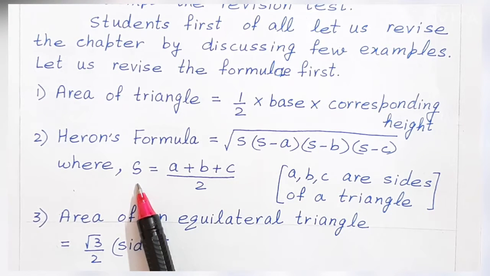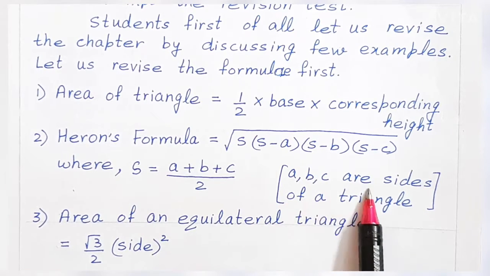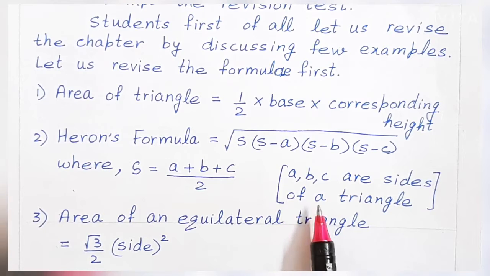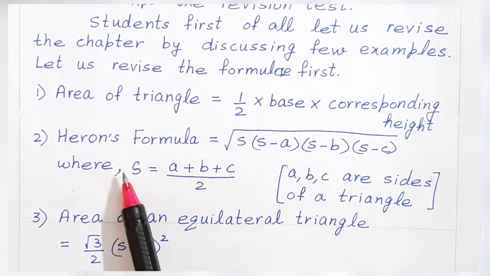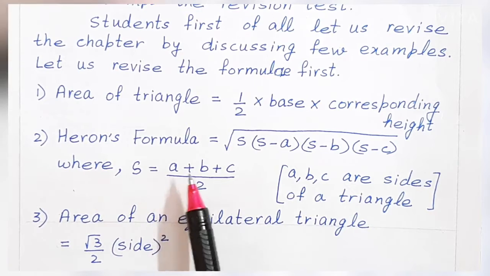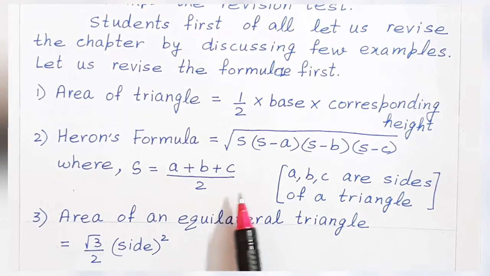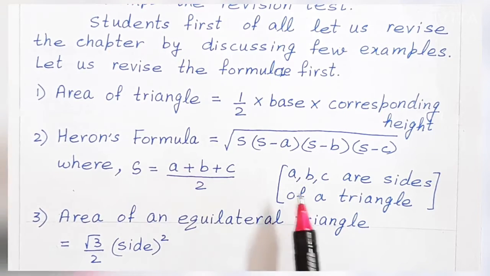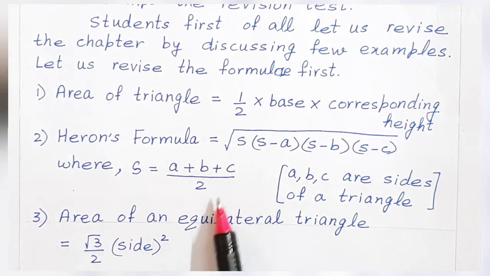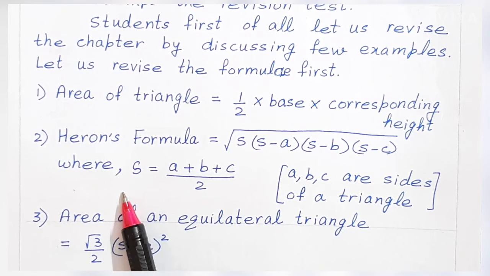S is a semi-perimeter. That is, if A, B, C are the sides of a triangle, then semi-perimeter is A plus B plus C divided by 2. Clear? So this means in Heron's formula, we add the three sides and divide by 2. That is the value of S.